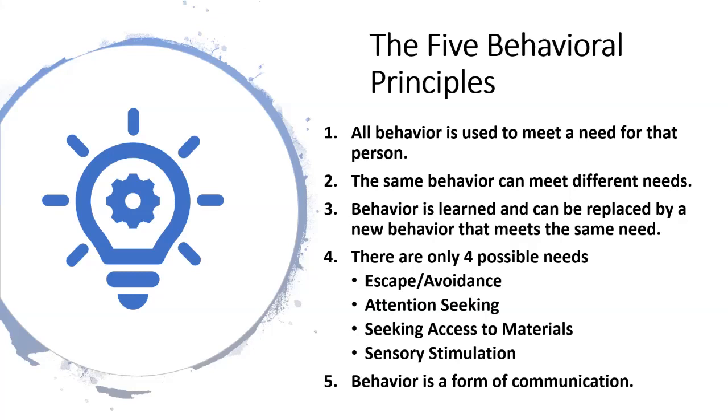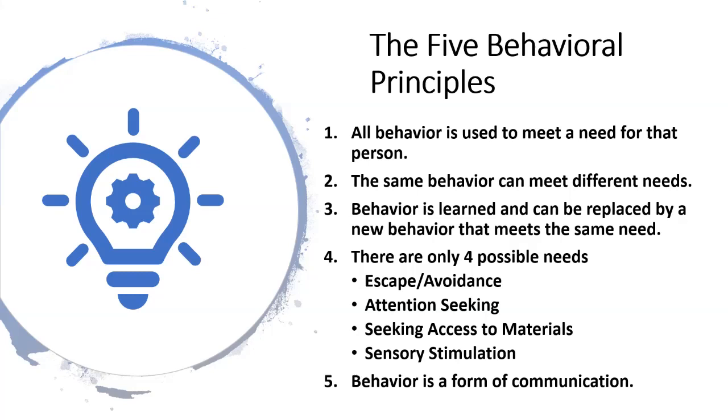Principle 3. Behavior is learned and can be replaced by a new behavior that meets the same need. At some point, the child learned that if she wants something someone else has, she can get it by hitting. And a positive way to think about that is because she learned that behavior, she can learn a replacement behavior. For example, she could learn to hold out her hand and point to the toy that she would like, or she could learn to ask a teacher for help. This is when you need to think about individualized plans, depending on if the child is verbal or nonverbal.